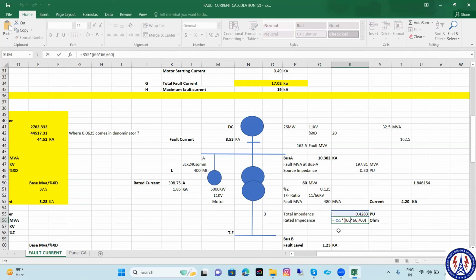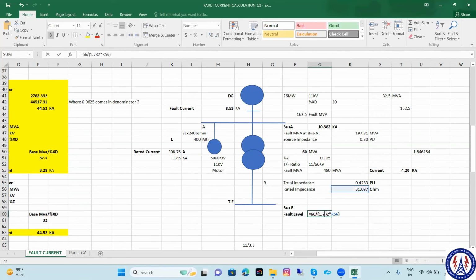Now I'm converting into ohm, so kV square upon MVA. So this will be converted into ohm. Now the simple thumb rule is V upon √3Z. So this is 66 kV at the secondary line, dividing it with the impedance. So this is the fault level at bus B. Okay, getting my point?